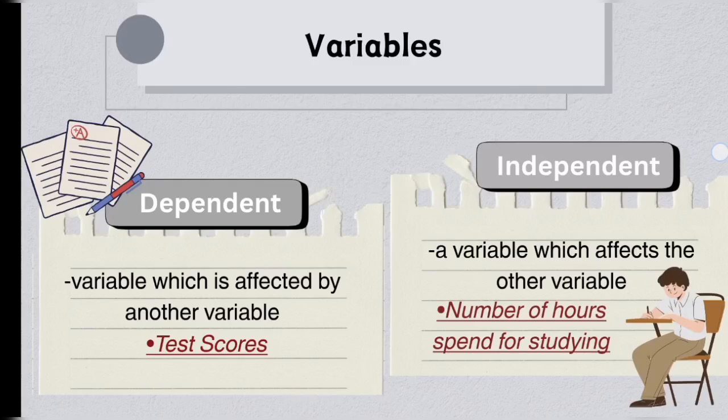The independent variable is what the researcher controls or changes in an experiment. It's the factor you think will affect the dependent variable. So think of it as what you are testing or changing. Example, in the sunlight experiment, the independent variable is the amount of sunlight the plant receives. You might give one group of plants full sunlight, another partial sunlight, and another no sunlight to see how this affects their growth. So that's the dependent and independent variable.